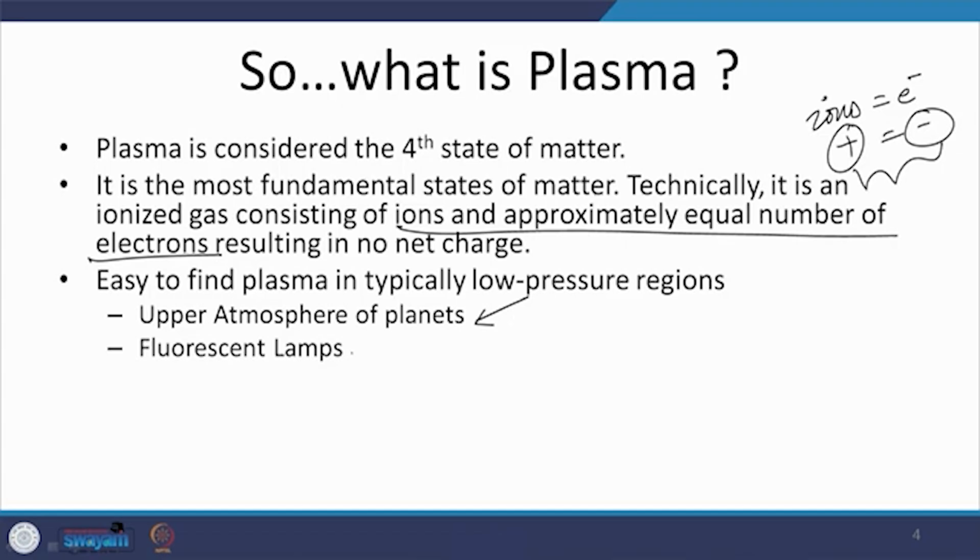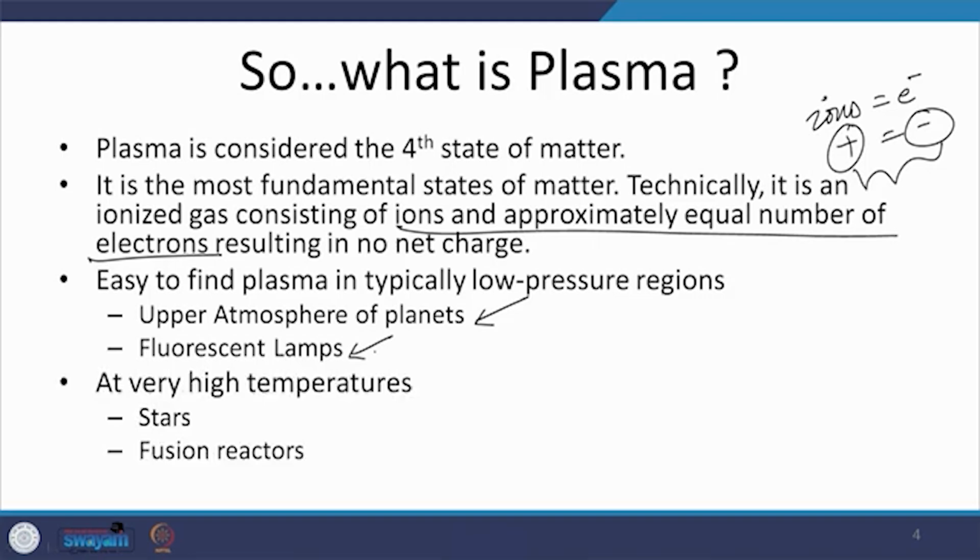And fluorescent lamps, we know how fluorescent lamps operate. Very low pressures are created inside, and that is the mechanism by which we make fluorescent lamps. And at the same time, like I said, plasma can also be found at very high temperatures. Where do we find very high temperatures? Let us say in stars, inside or on the surface, or inside fusion reactors. We know what nuclear reactors are and how energy is produced, and the orders of magnitude of the temperatures that can exist inside the reactor.